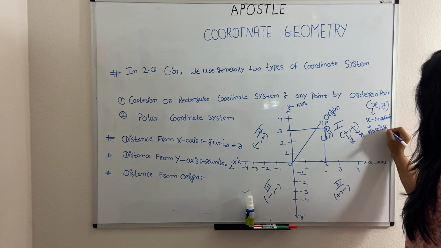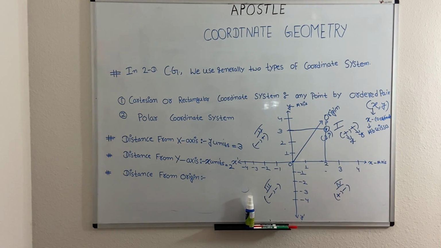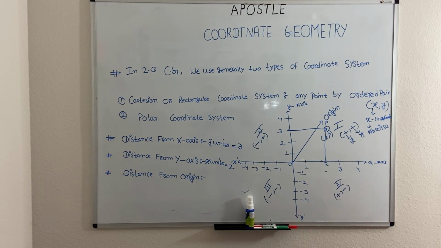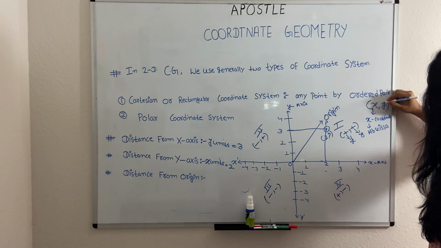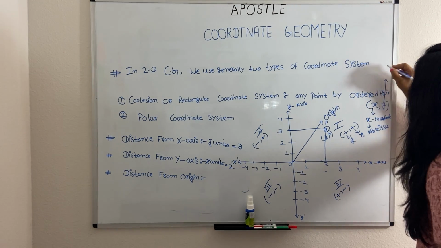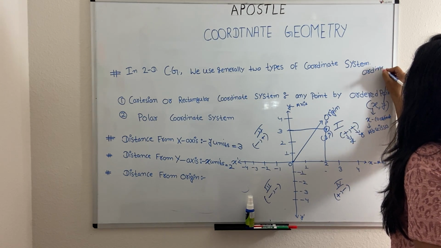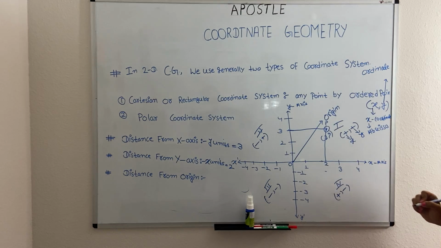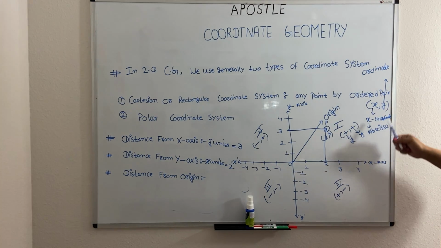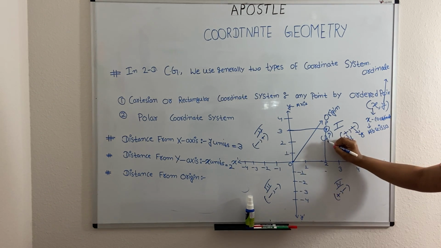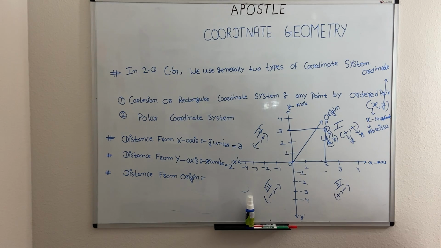The x coordinate is also known as abscissa, and the y coordinate is also known as ordinate. Clear? The x coordinate is known as abscissa and the y coordinate is known as ordinate. So here this 2 is our x and this 3 is our y. So clear? How to represent?